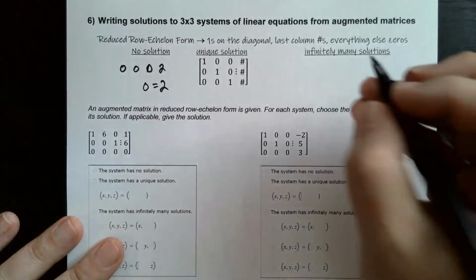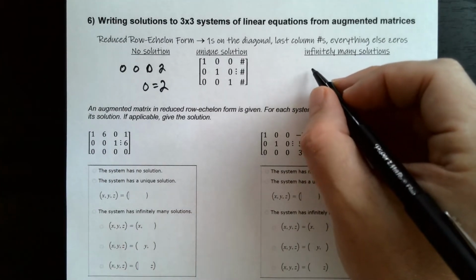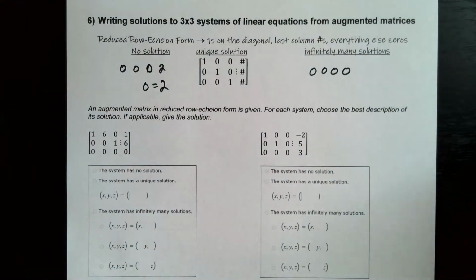And if you got infinitely many solutions, that means one of your rows is going to be straight up zeros. So that would be infinitely many solutions, and that gets written in a special way. Let's take a look at these 4 problems and see which ones we have.